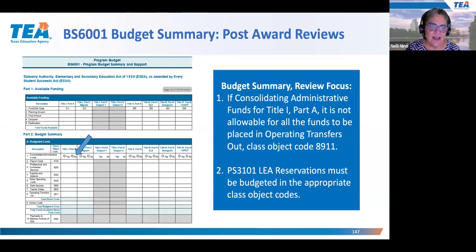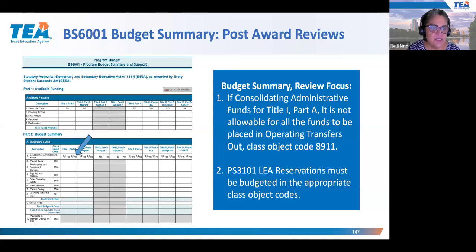If you are consolidating administrative funds for Title I Part A, those administrative funds must be budgeted in the class object codes 61 through 6600, separate from 8911. So really all 100% of your funding would not go into 8911 if you are consolidating admin funds, because those admin funds would need to go in those other class object codes.